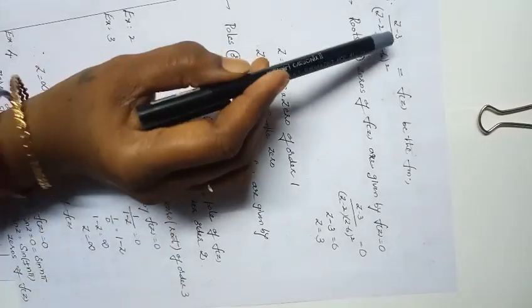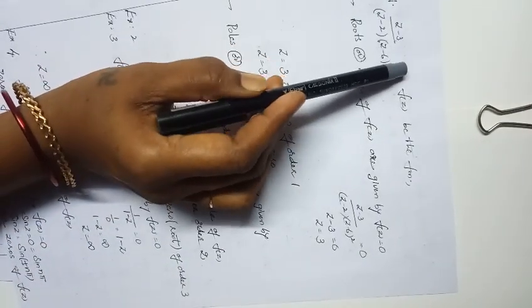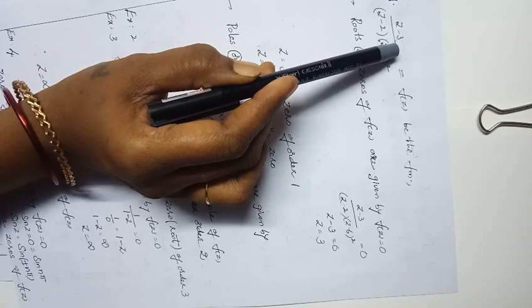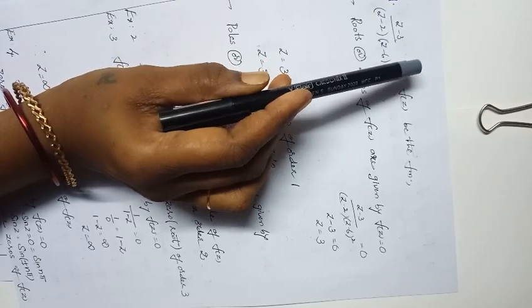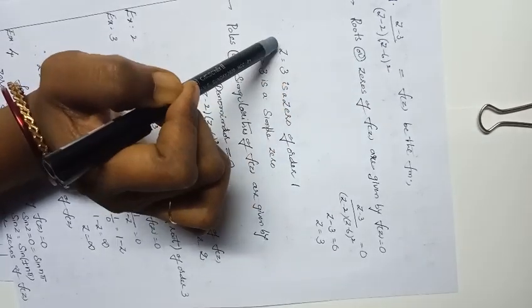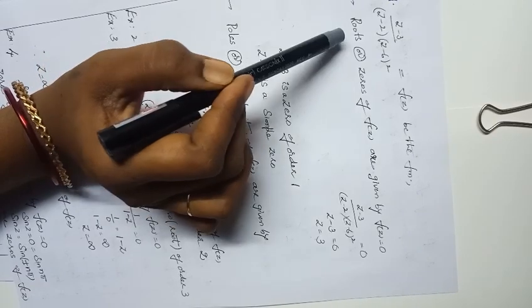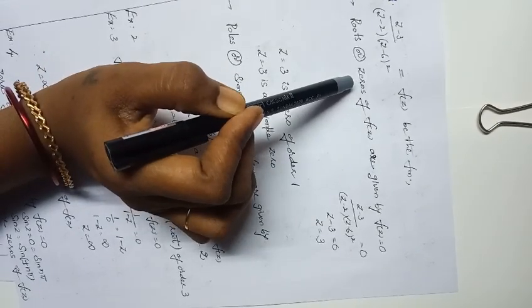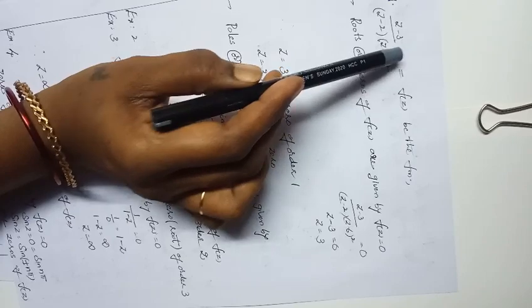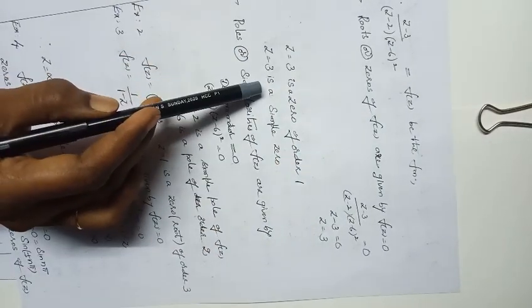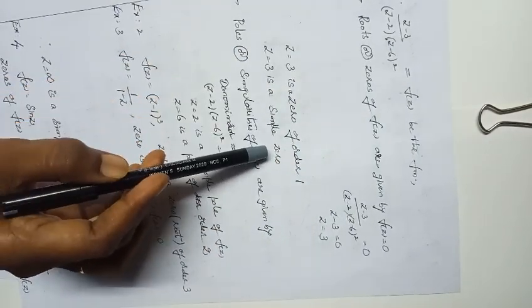Why? Because the power of this factor is 1. So z equal to 3 is a root of order 1. A root is also called a zero in this chapter. But the power of this factor is 1, so z equal to 3 is also called a simple zero.